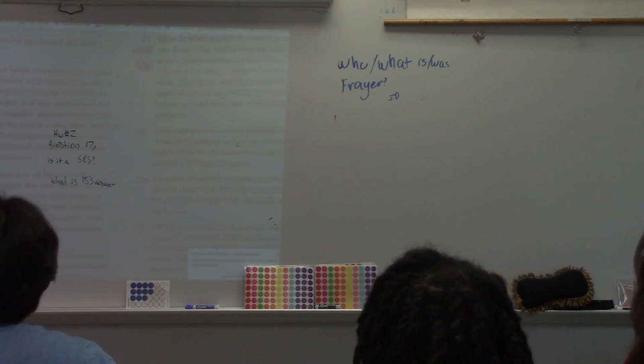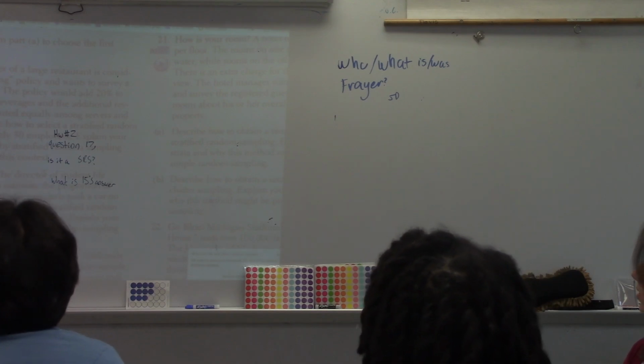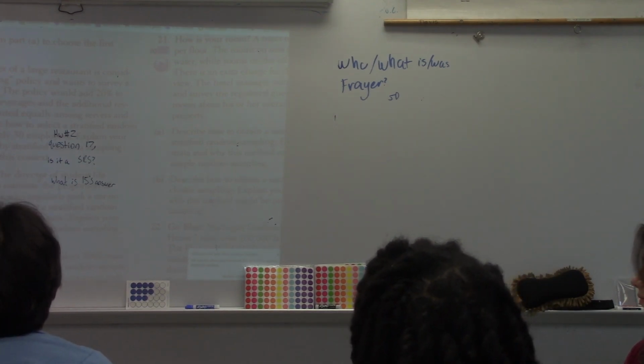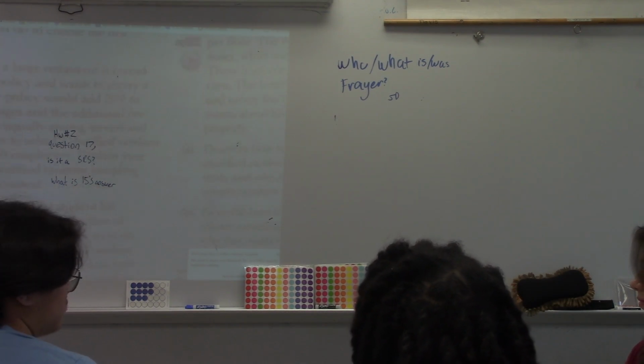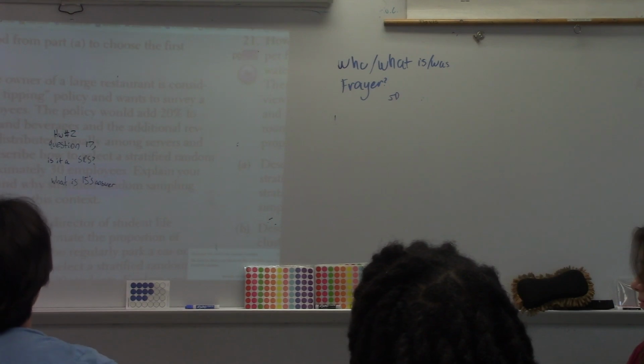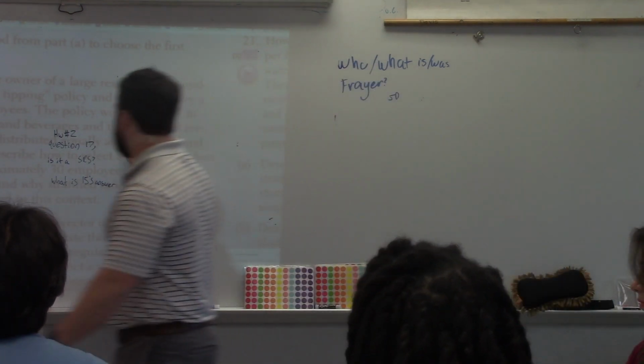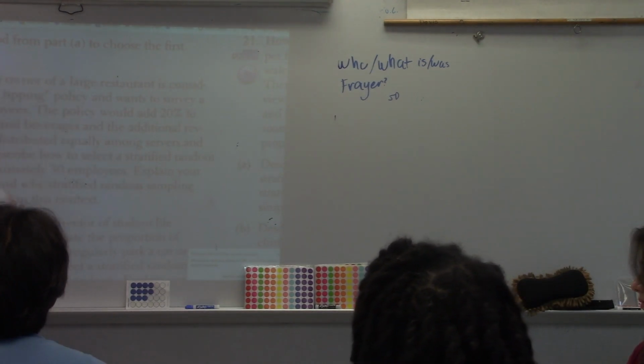Okay, number 15. The owner of a large restaurant is considering a new no tipping policy and wants to survey a sample of employees. The policy would add 20% to the cost of food and beverages, and additional revenue would be distributed equally among servers and kitchen staff. Describe how to select a stratified random sample of approximately 30 employees.